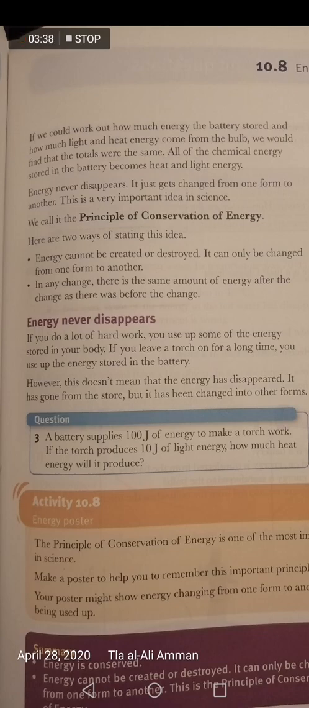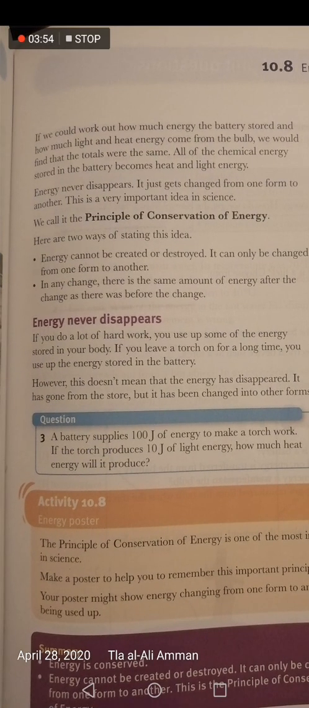The other thing is that in any change, there is the same amount of energy after the change as there was before the change. If we started with 10 joules, we end up with 10 joules. If we started with 100 joules, we end up with 100 joules. If we started with 3 million joules, we end up with 3 million joules. So the same amount we begin with is the same amount we end up with.